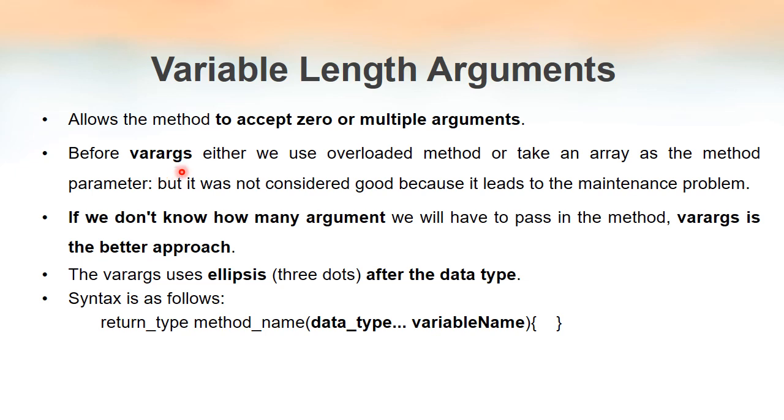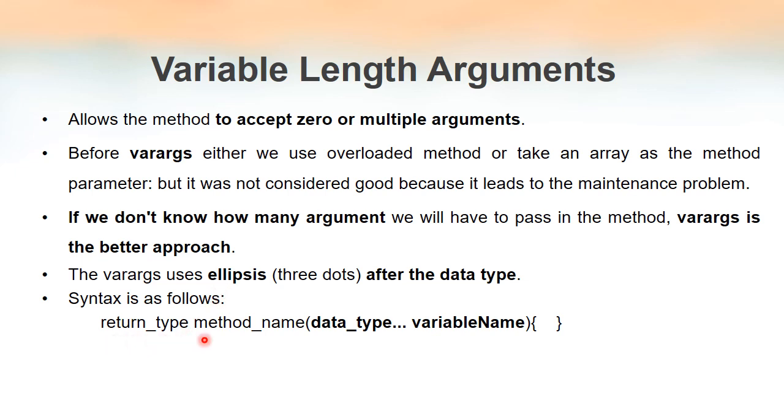So that was the basic idea of this feature, that is to allow methods to accept 0 or more arguments. It is the best approach to follow when we don't know exactly how many arguments will be there for a method. For variable length arguments we use something known as ellipses, that means 3 dots, in order to indicate that the method is going to accept a variable number of arguments. That means when this method is called, there can be 0 or more arguments. In order to indicate that, we use 3 dots, and we call these 3 dots the ellipses.